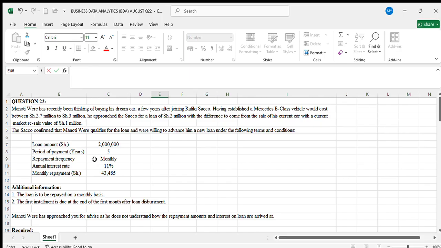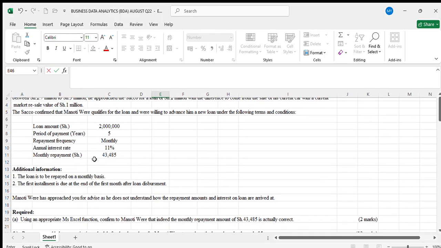So the loan is 2 million, period of payment 5 years. So if he borrows 2 million, he's going to pay back over 5 years. Repayment frequency is monthly. So every month in the 5 years he is going to pay a certain amount. And the monthly repayment now actually is given as 43,485. In some questions you find you need to calculate.